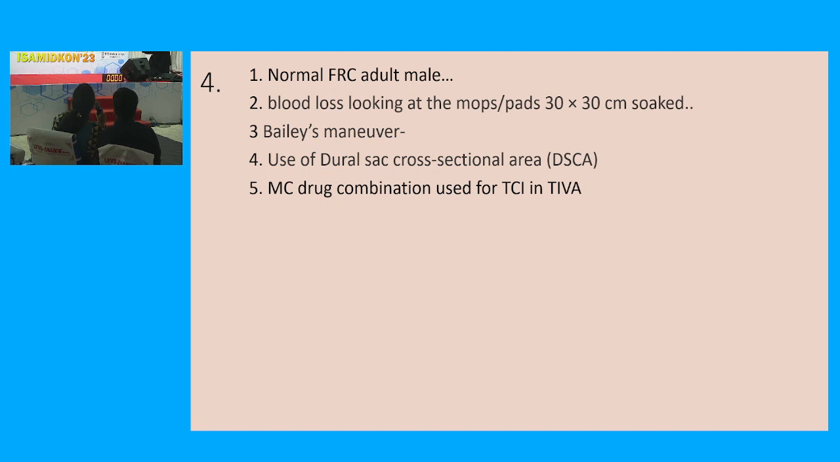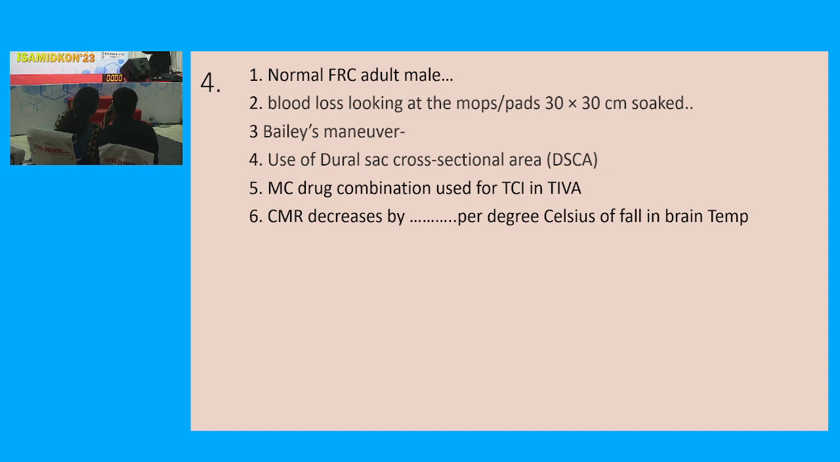CMR decreased by dash percentage? 6. 6%. That's right. Charlson index is used for? Pass. Hilton's law? The nerve that supplies a joint also supplies the muscles moving the joint and the skin over it. That's right. Okay. Fine.